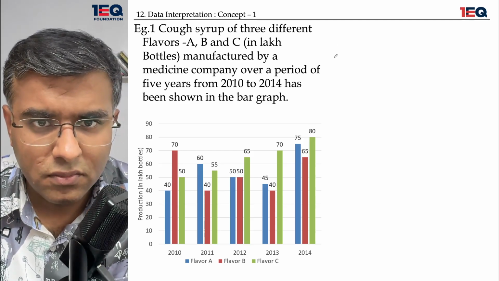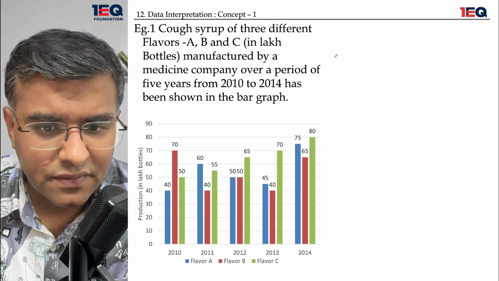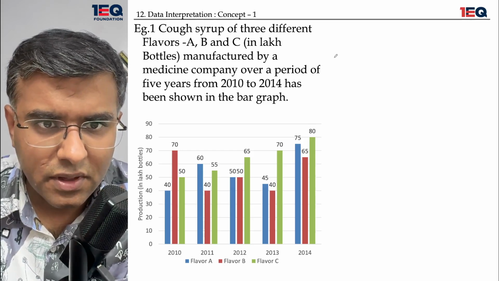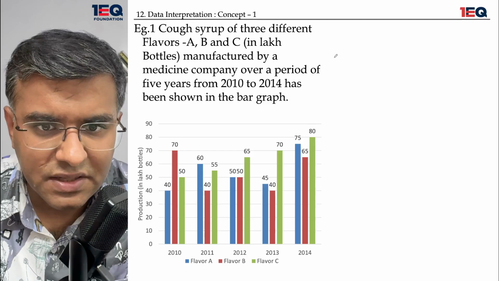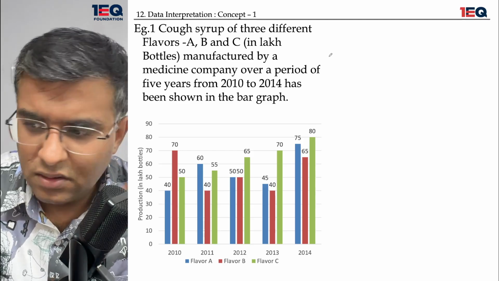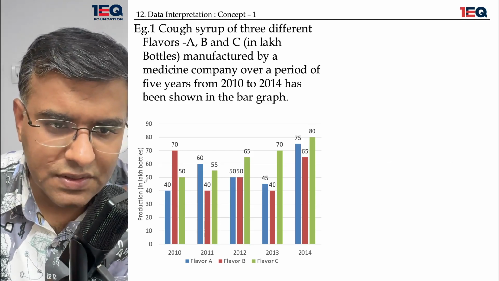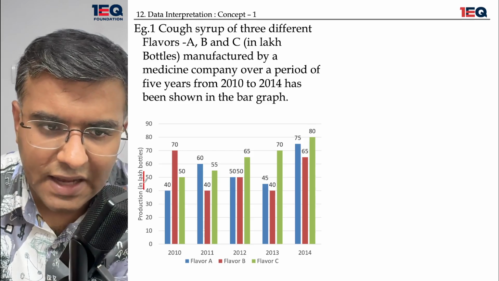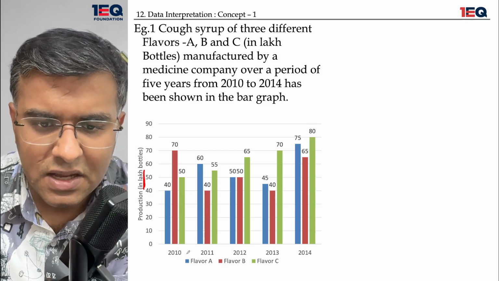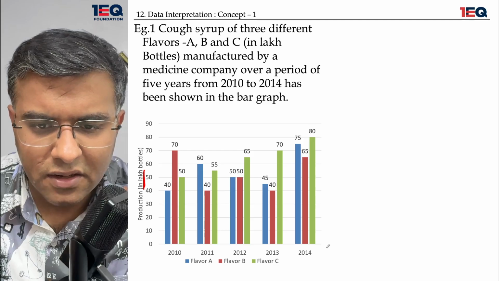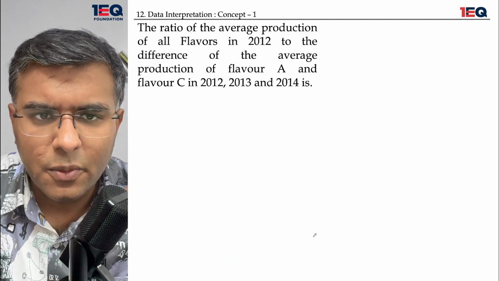So there are three flavors of cup syrups, and every year the manufacturing has been given. The important thing which needs to be noted down is that the production is in lakhs. There are three flavors and there are 5 years given. I'll take you to the question.